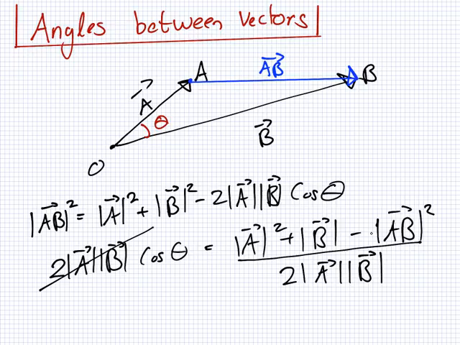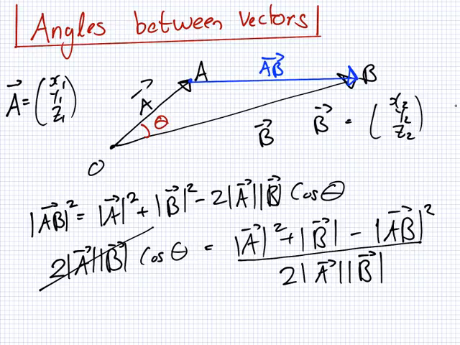Okay, I need to scroll down now. Let's continue. So, I'll just write here. We'll just call vector A x1, y1, z1. And we'll just call vector B x2, y2, z2. Okay?